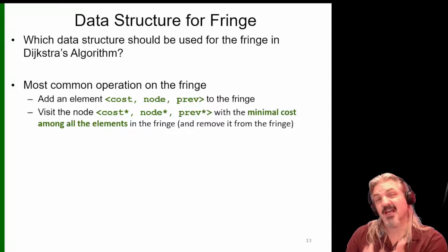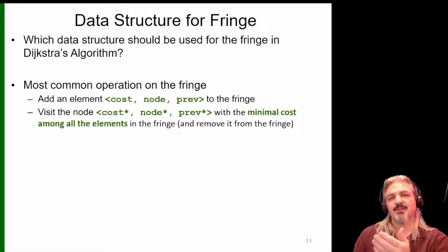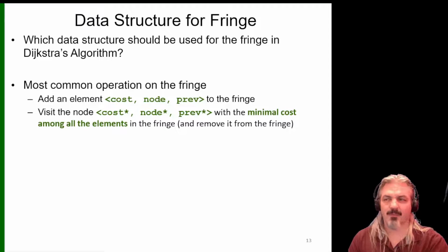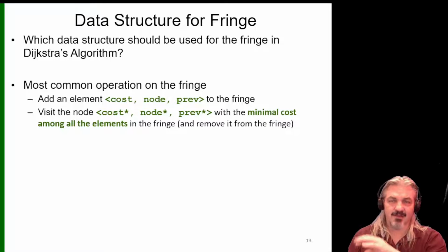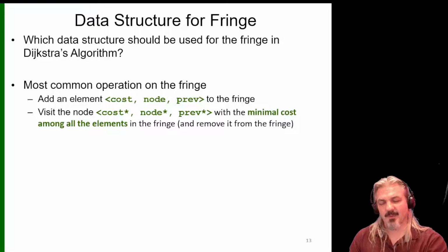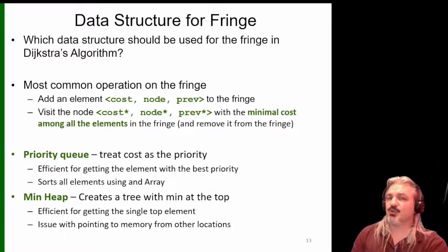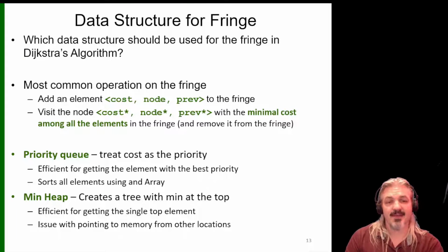To understand which data structure we should use, we need to understand which operations are most common, because you want a data structure that supports the most common operations. The most common operations are going to be adding a node to the fringe, and then pulling the top node off, right? So the minimum cost node off. So we don't want to have to sort the entire thing. There are two data structures. One is built into Java, and the other one you can build yourself. But they're both similar concepts.